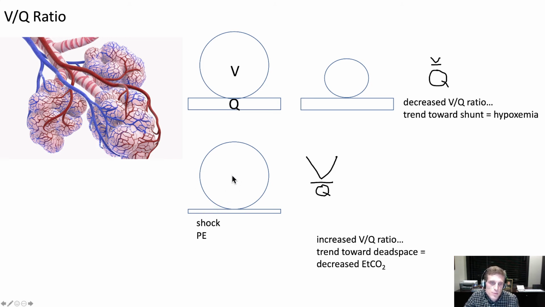So we're going to breathe back out, and that end tidal is going to read lower because it's going to be a mixture of the lesser amount of CO2 that's coming from the Q and the 0 CO2 that we breathed in. Okay, so that is again going to result in a higher VQ ratio represented by this big V relative to the smaller Q, and that's a trend towards dead space, and that results in decreased end tidal CO2.